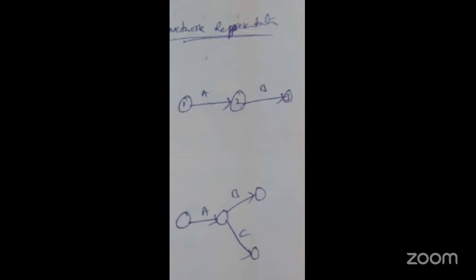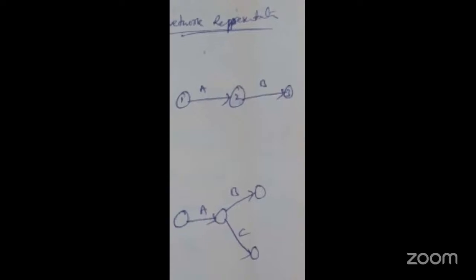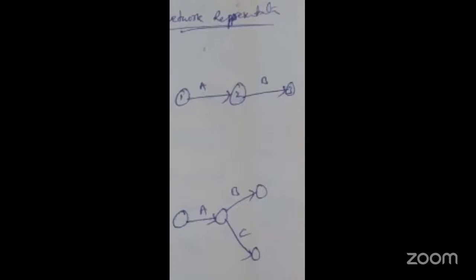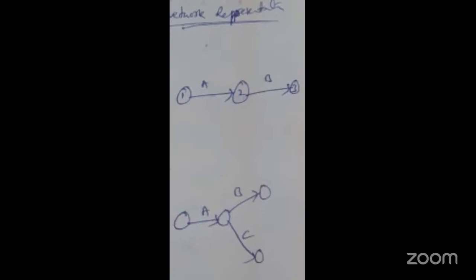In the same example, A is called the predecessor activity of B. Why? Because before B we have activity A. Because of that we are saying A is the predecessor activity of B.